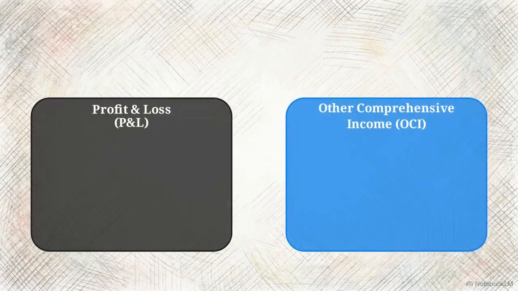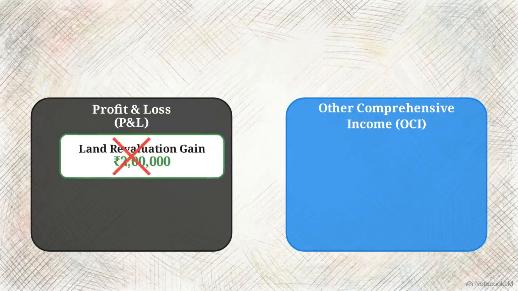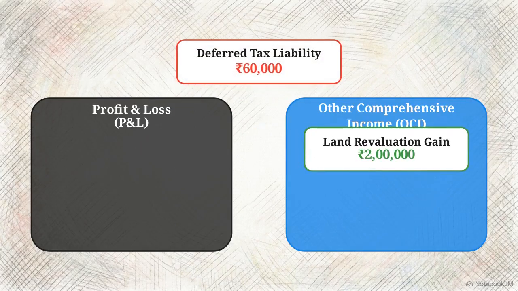Now consider the land revaluation of 2 lakh rupees. This creates a 60,000 rupee deferred tax liability. Based on the standard, where should this tax impact be recognized? The profit and loss account or other comprehensive income? It must be recognized in OCI.